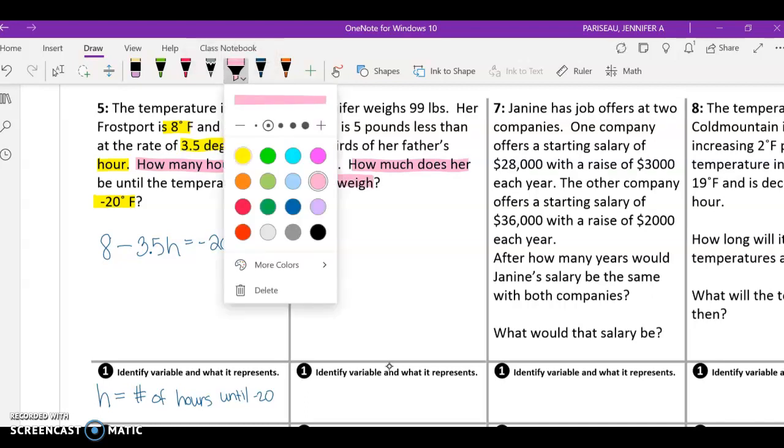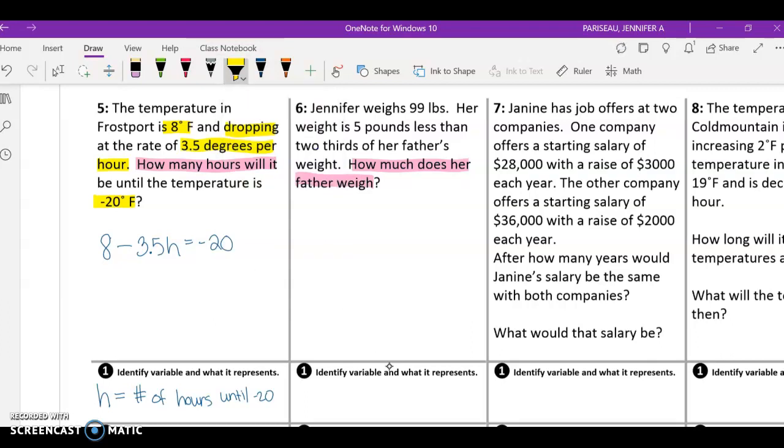Okay, and it says, Jennifer weighs 99 pounds. That's what she weighs. Her weight is 5 pounds less than 2/3 of her father's weight. Like I highlighted that whole sentence. So this is more riddly looking. All right, so let's take a look. It says, how much does her father weigh? So I'm going to use F for father's weight.